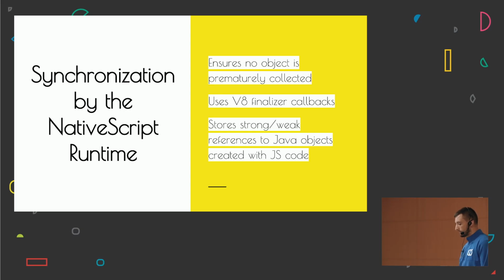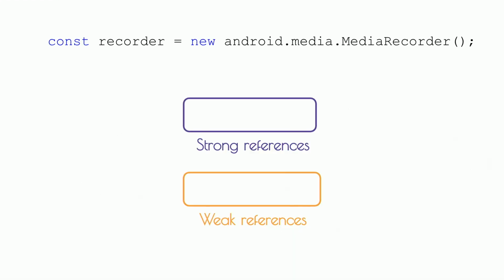Well, we depend strongly on V8's finalizer callbacks. The finalizer callbacks are something which V8 would trigger every time it considers an object to be dead on its side. And we do some stuff with these callbacks when we receive them. And as for the native objects, initially we store strong references for all of them. But let's see how it goes.